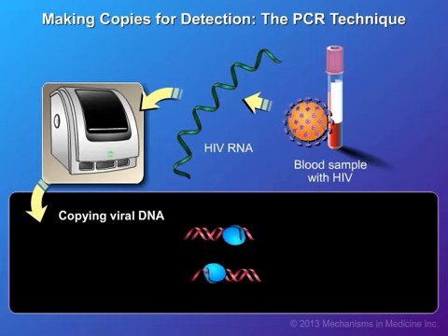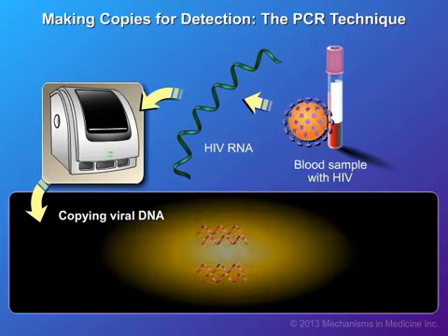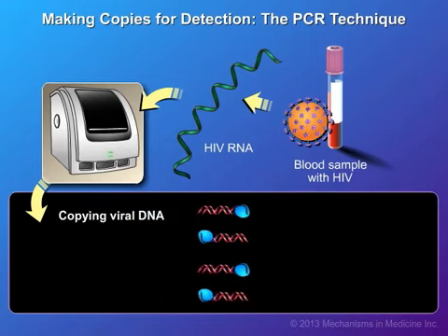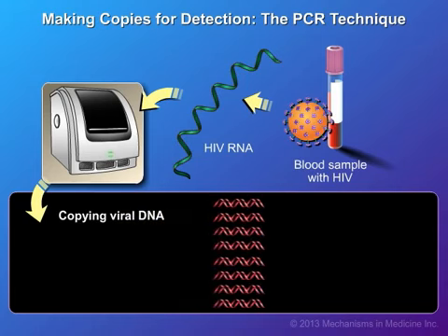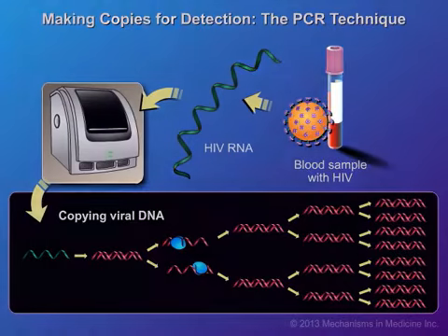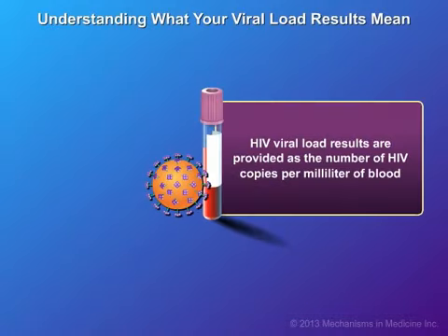Once enough copies have been produced, a doctor is able to determine the viral load in your blood sample. HIV viral load results are provided as the number of HIV copies per milliliter of blood.